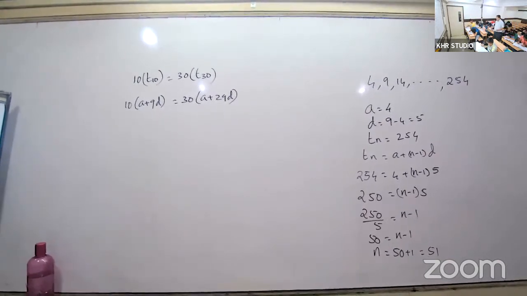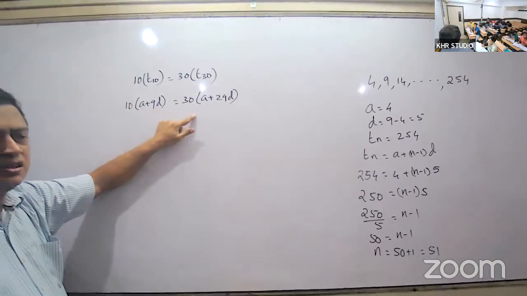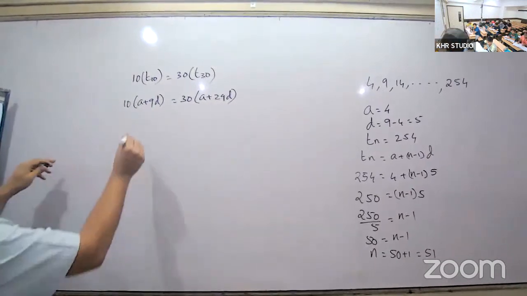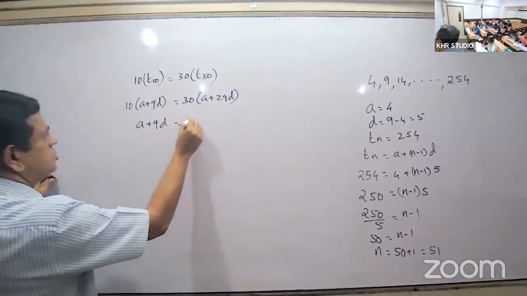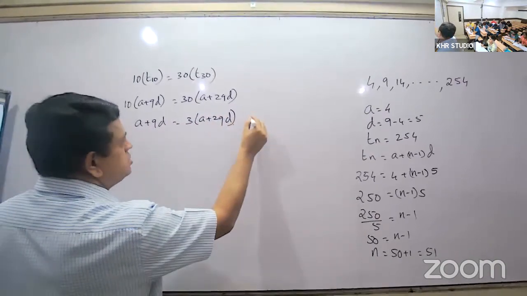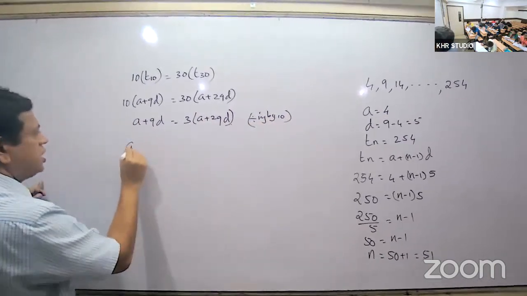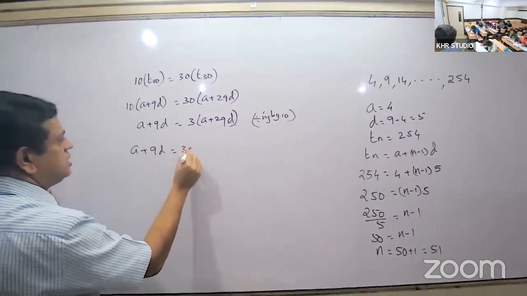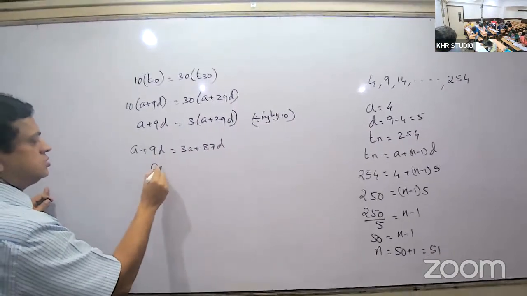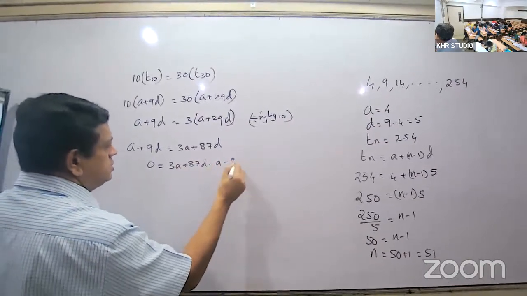Look here. Most of you are opening the bracket. First and foremost, you can divide by 10, yes or no? So what will be left is A plus 9D equals 3 times (A plus 29D). If your multiplication is not wrong, this is easy. Therefore, A plus 9D is equal to 3A plus 87D. Did you get this? Shift everything to the right side: 0 equals 3A plus 87D minus A minus 9D.